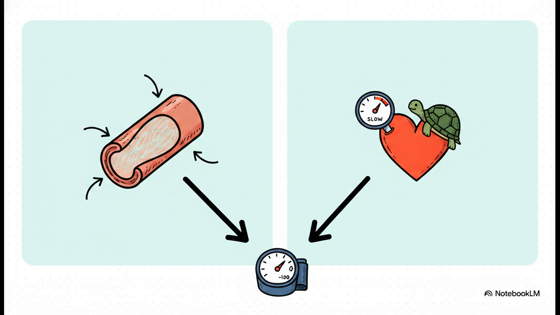Compare two different cardiovascular classes, ACE inhibitors and beta blockers. Both are used to treat hypertension or high blood pressure, but look at how they do it. ACE inhibitors work by relaxing the blood vessels. Beta blockers, on the other hand, slow down the heart rate to reduce the workload on the heart itself. The PTCE loves to test if you actually understand these different physiological mechanisms for treating the exact same condition.